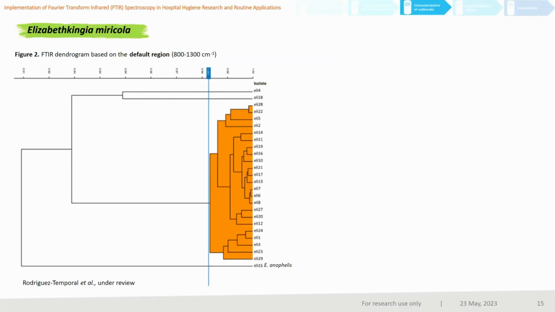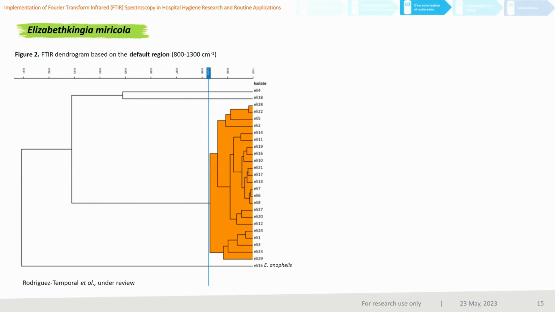Then we performed the dendrogram analysis. The first important point is that one isolate was not an Elizabethkingia miricola species, it was an Elizabethkingia anophelis, identified by MALDI-TOF. So this patient was not related to the outbreak. The other 2 isolates were significantly distant from the main cluster, so it could indicate that these two isolates were also not related to the outbreak.